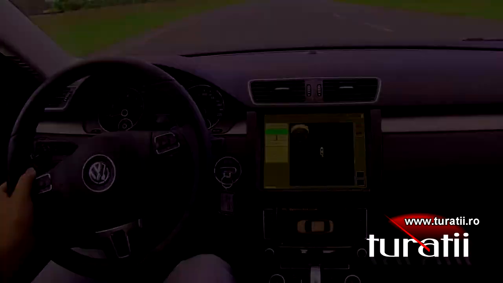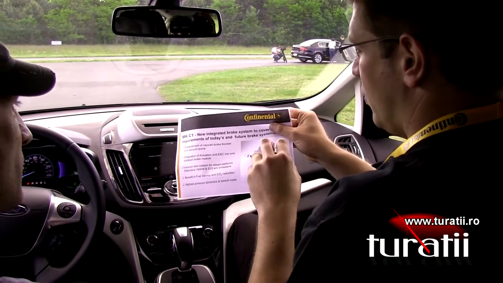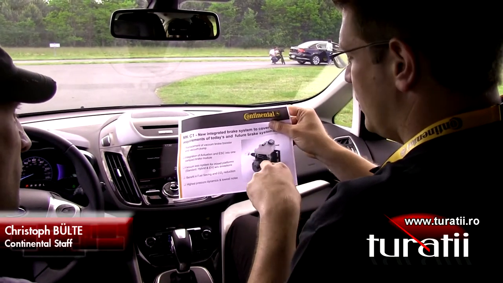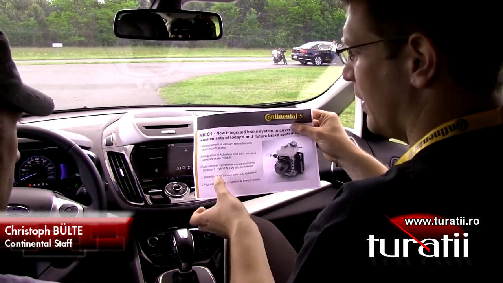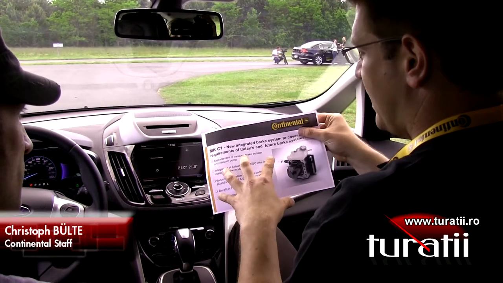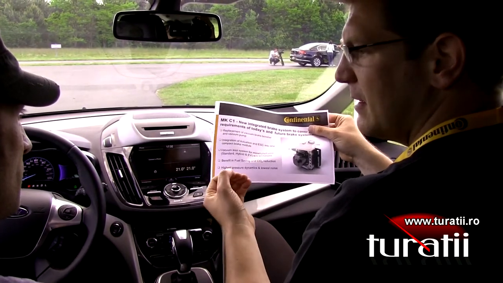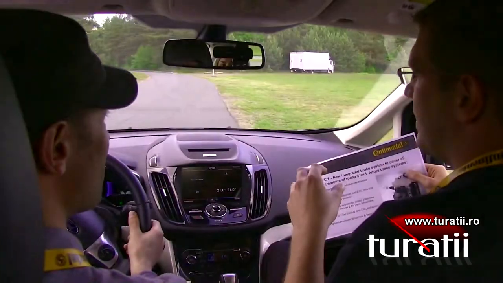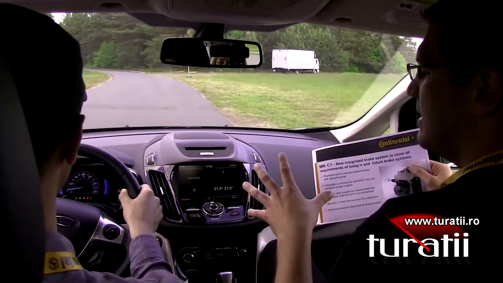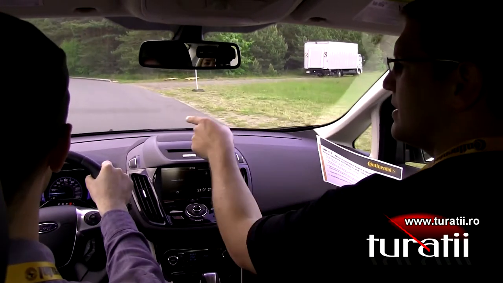Here we combine it all together into one compact module. We have less weight and less volume in comparison to a standard one. The big advantage of this system is that we have a very high dynamics, very fast brake pressure buildup. Brake by wire system means that we have no direct connection from the brake pedal to the brakes.